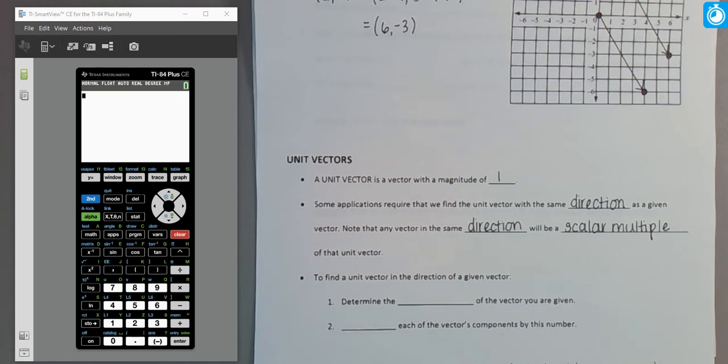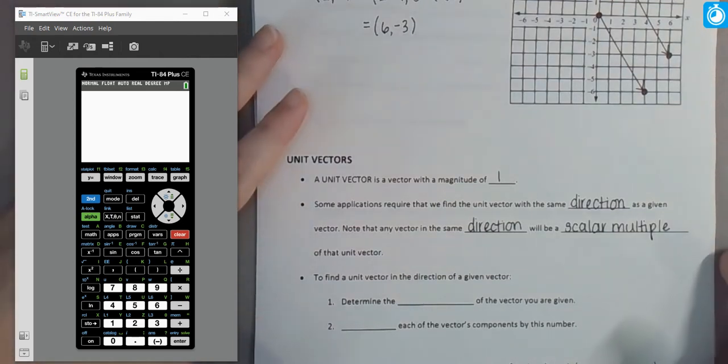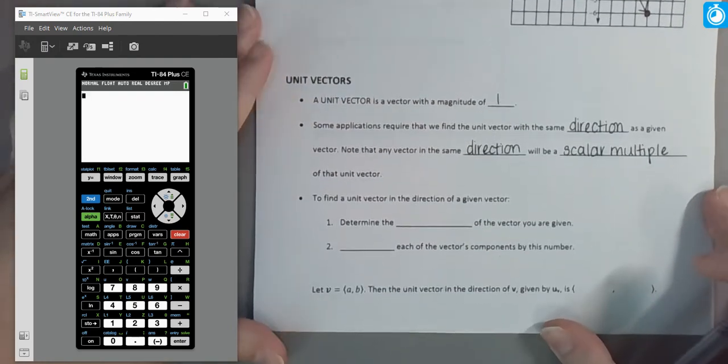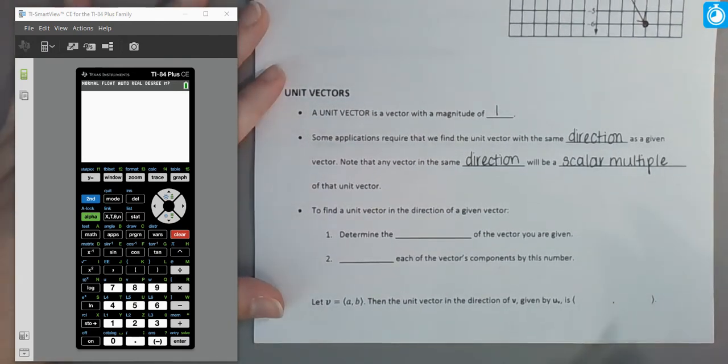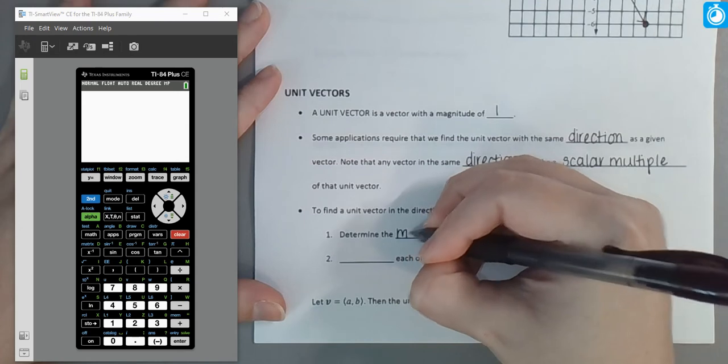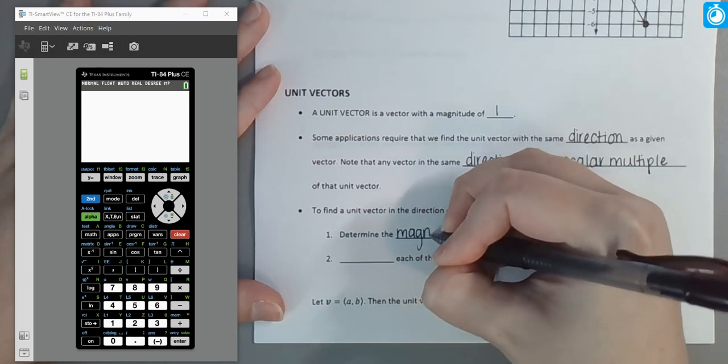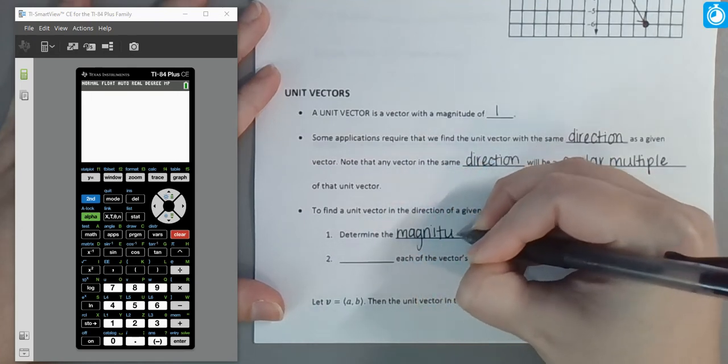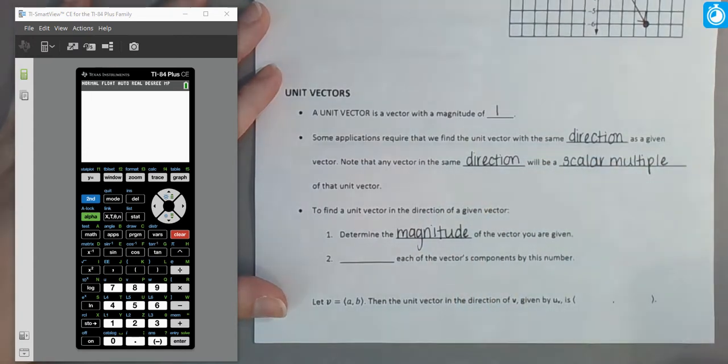So we can kind of think of a unit vector as a vector just summarizing direction, where we're not focused on the size of the vector, just the direction that the vector is pointing in. So how do we find a unit vector for a particular vector in a given direction? Well, the first thing we're going to need to do is determine what is the magnitude of the vector that we have. If it's bigger than 1, well, what is it? If it's less than 1, what is it? What is the magnitude of the vector we're given?